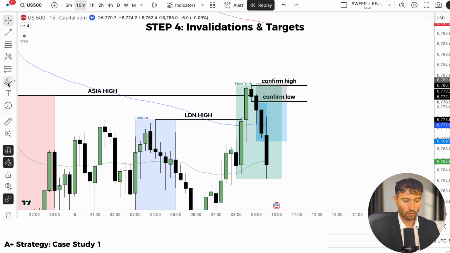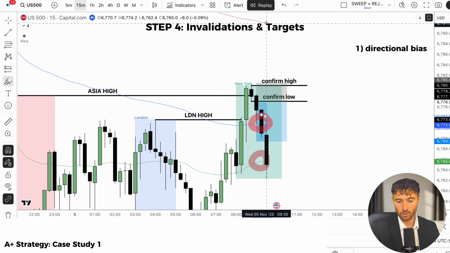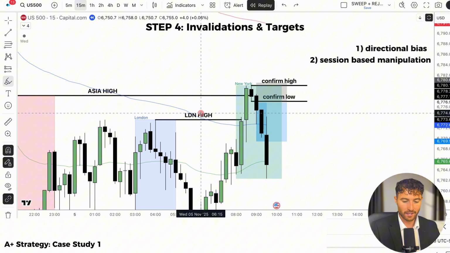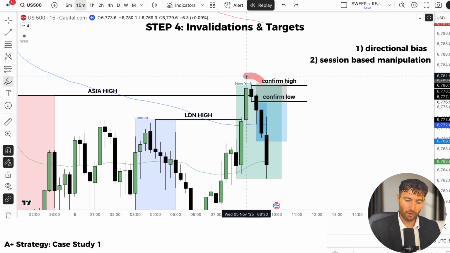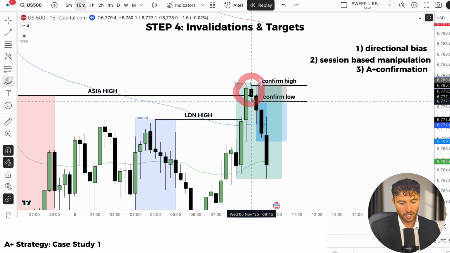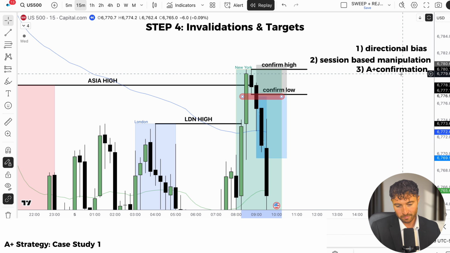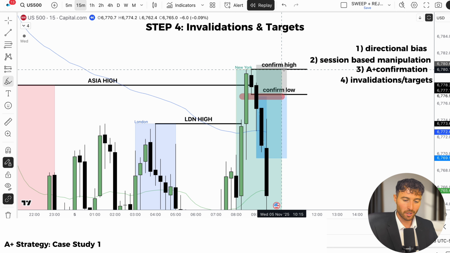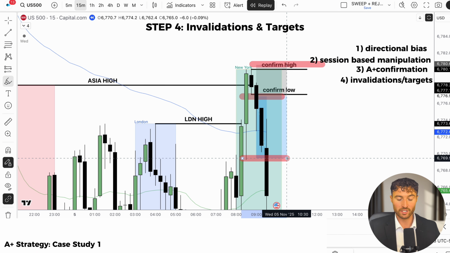Okay, so let's recap it. Number one, directional bias. What did we have? 50, 100, 200 EMA. Number two, we had a session-based manipulation, taking out the liquidity above a previous session's high. Number three, we had our valid A+ confirmation. We entered on the break of this low via either a sell stop in the market or via a market execution. And then step four was our invalidation above the manipulation high, and target a repeatable mechanical 1 to 2 risk to reward, and then set and forget this trade.